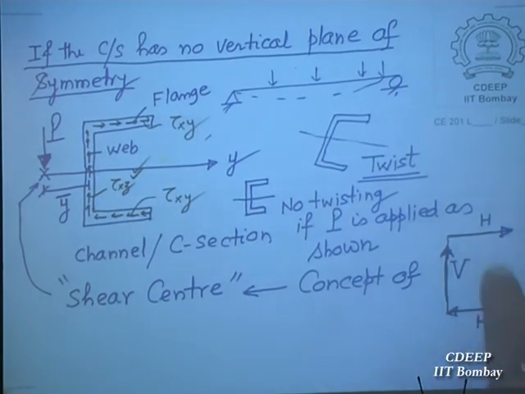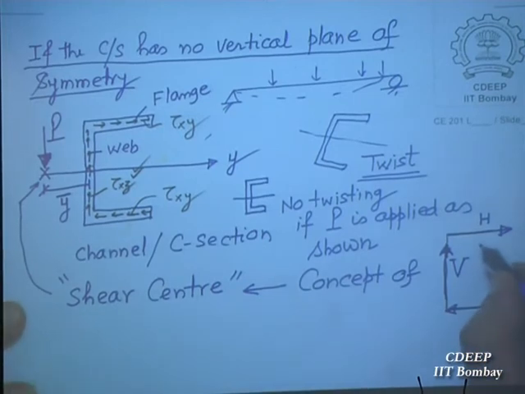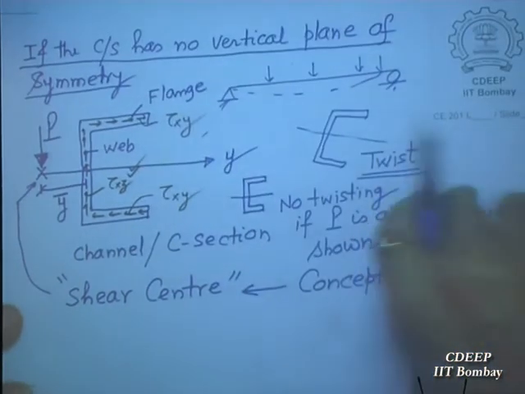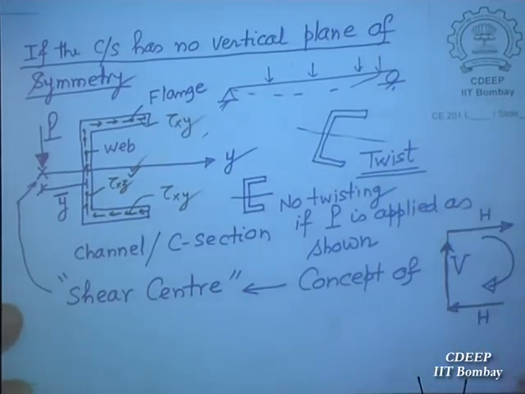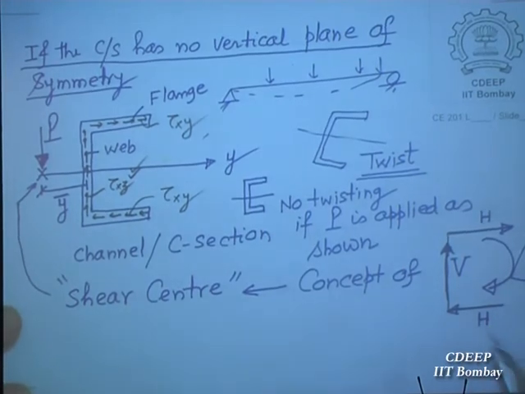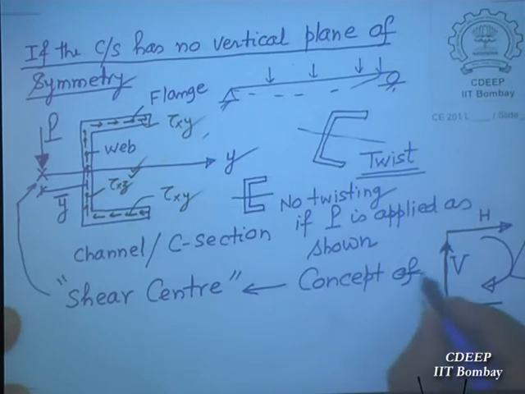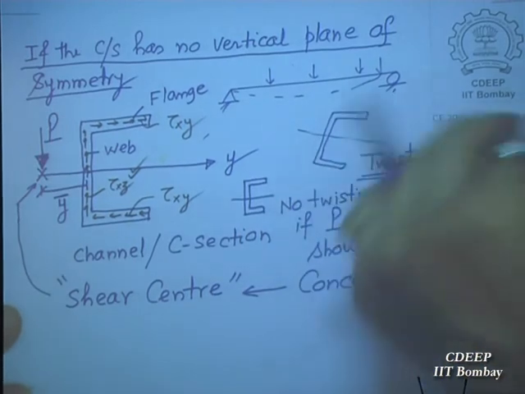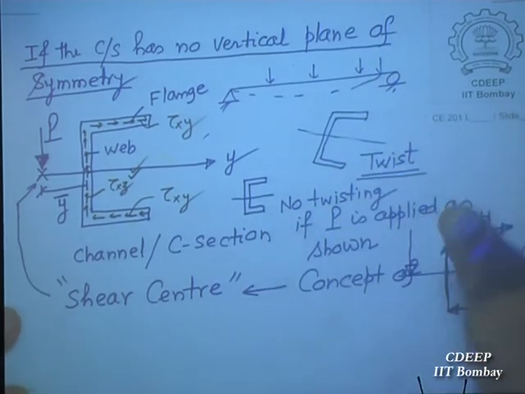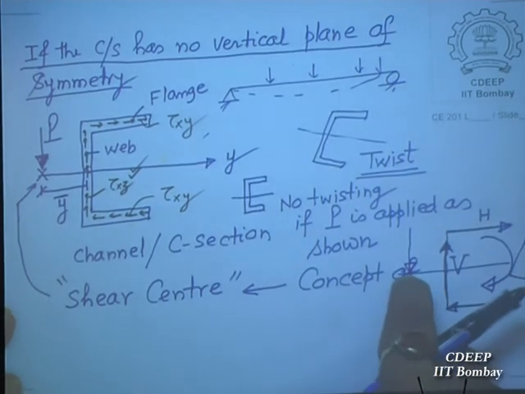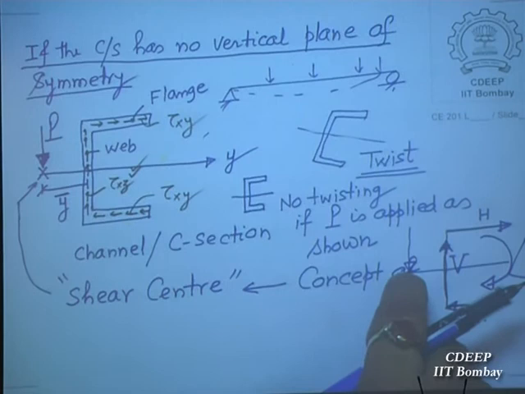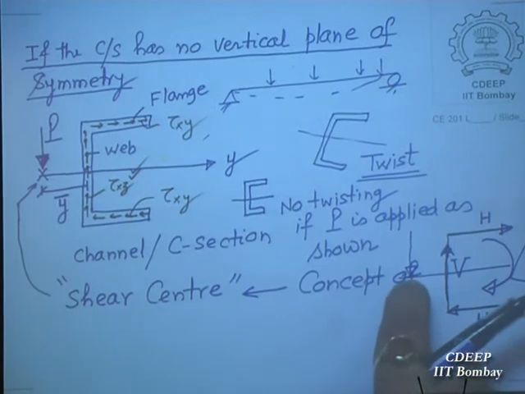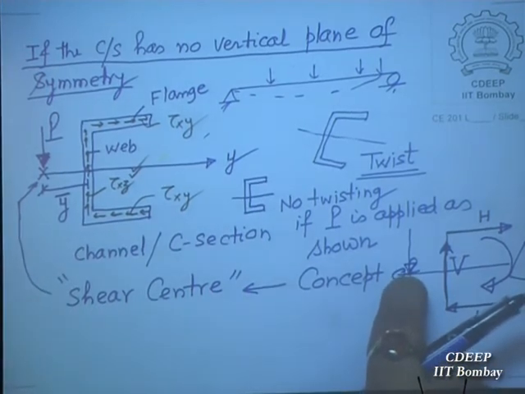So this is V, this is H, this is H, and the two H forces form a couple like this. It will try to twist the section in this direction. In order to counterbalance this, if you apply a load here, that will oppose the twisting. Therefore this is the point through which we must apply a vertical load so that my section does not get twisted. That is the main idea about shear center.